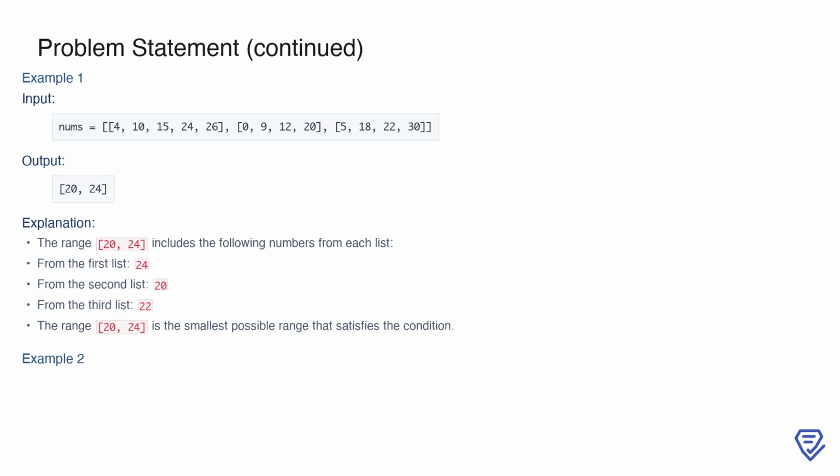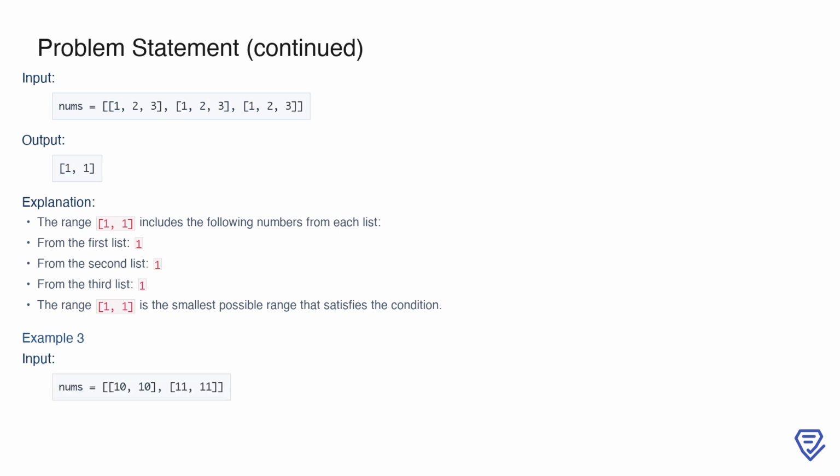Suppose the input consists of three lists: [4, 10, 15, 24, 26], [0, 9, 12, 20], and [5, 18, 22, 30]. The output for this case is [20, 24]. Why? Because the range [20, 24] includes at least one number from each list. From the first list, the number 24 is within this range. From the second list, the number 20 is included, and from the third list, the number 22 is included. This range of [20, 24] is the smallest possible range that satisfies the condition. Any smaller range would fail to include at least one number from all three lists.